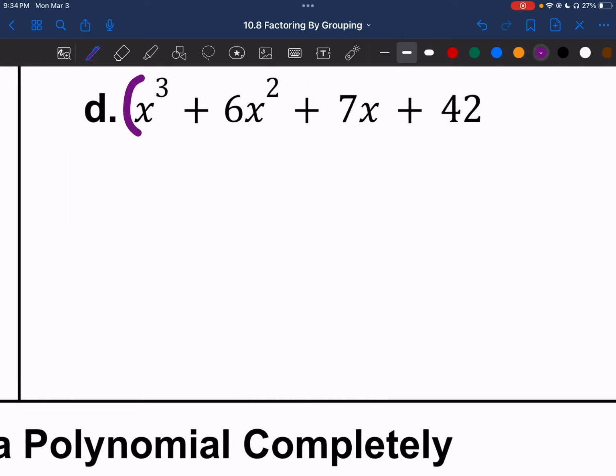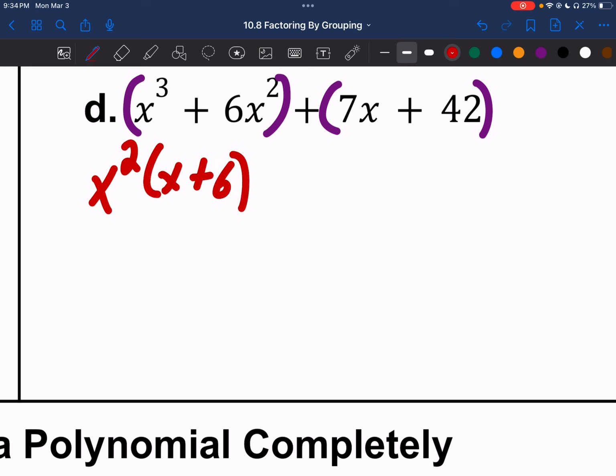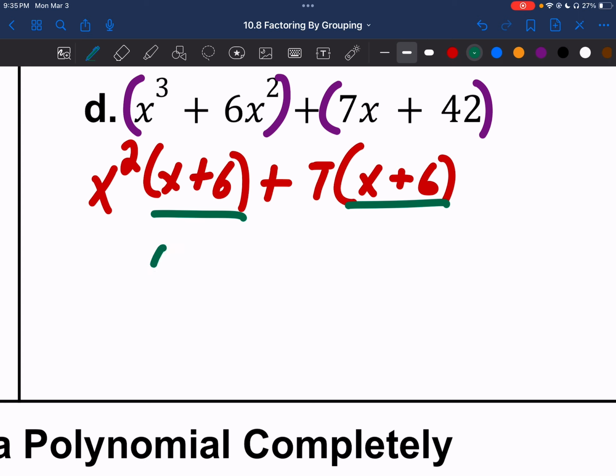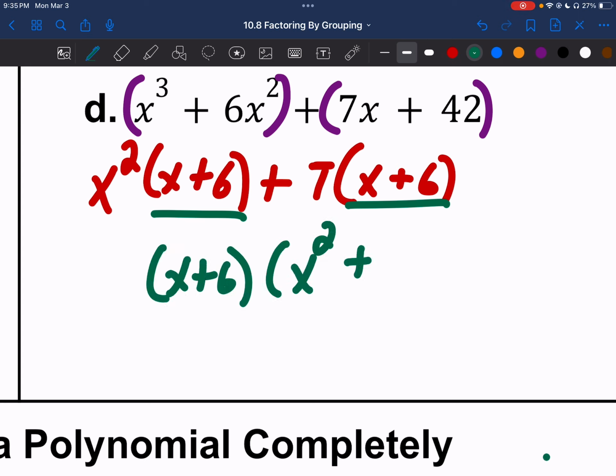Letter D, we put parentheses around x cubed and 6x squared and around 7x and 42. So my first common terms, x cubed and 6x squared, we've got an x squared and x plus 6. Second set of terms, 7x and 42, 7 is my common value. And I have x plus 6. And my common parentheses, x plus 6, gets brought out. What's left? x squared plus 7.